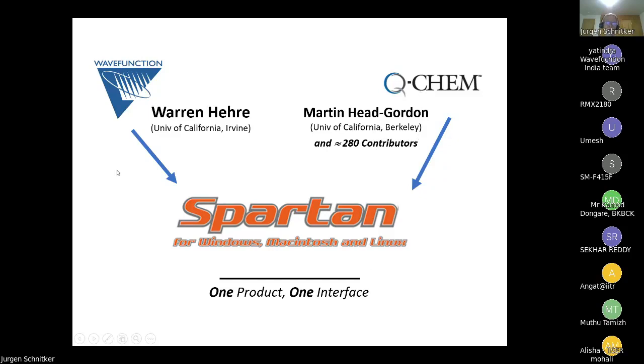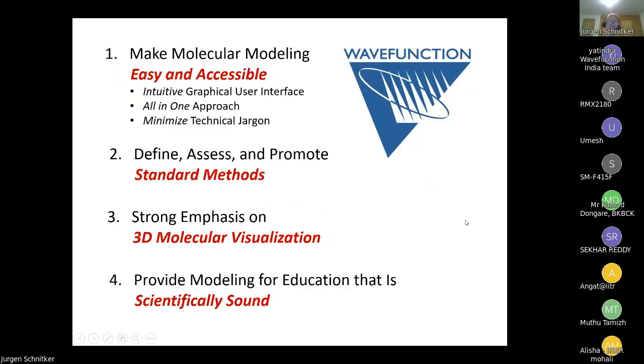We put it all together, and the whole idea is to give bench chemists, not only theoretical chemists, but chemists who are in the lab making compounds, who are doing real wet chemistry, one product with a finite learning curve. So one product, one interface to learn, so that they can take advantage of these modern methods. So here are the four missions Wavefunction has been on for 30 years now. It's hard to believe we have been around that long. Make molecular modeling easy and accessible.